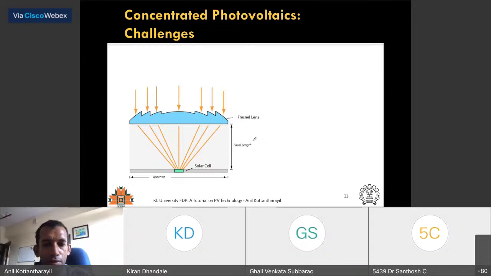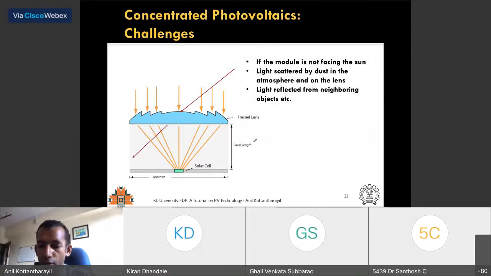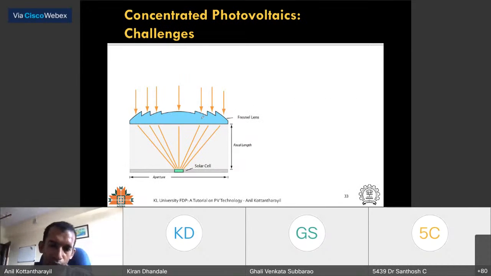Okay, now one of the challenges is this. The cost is one thing, but there is one more challenge. What does it mean? Here, what we have assumed is that this is your lens, and the incoming light is incident perpendicular to this plane, right? That is what we have assumed. But natural sunlight is not like that. This is called direct sunlight, but you also have what is called a diffuse component of light.